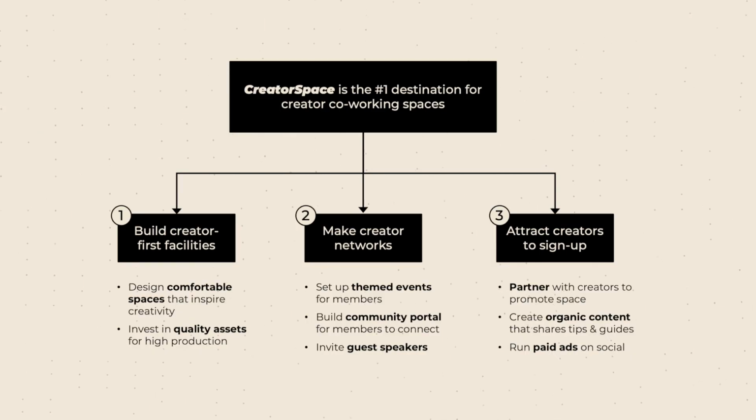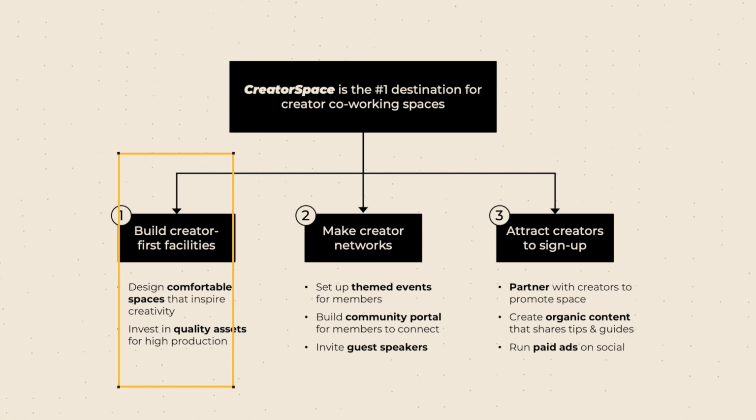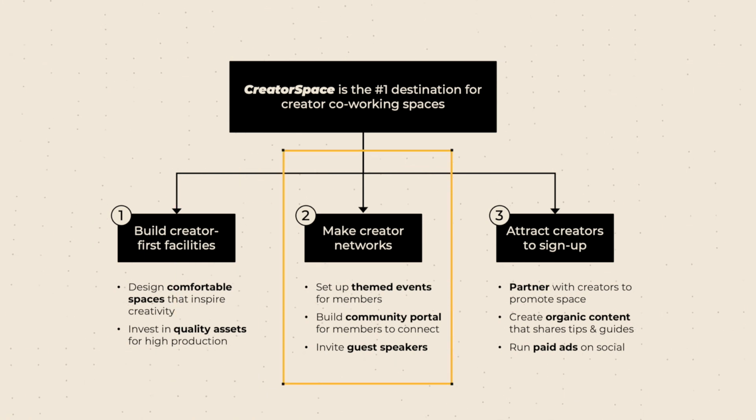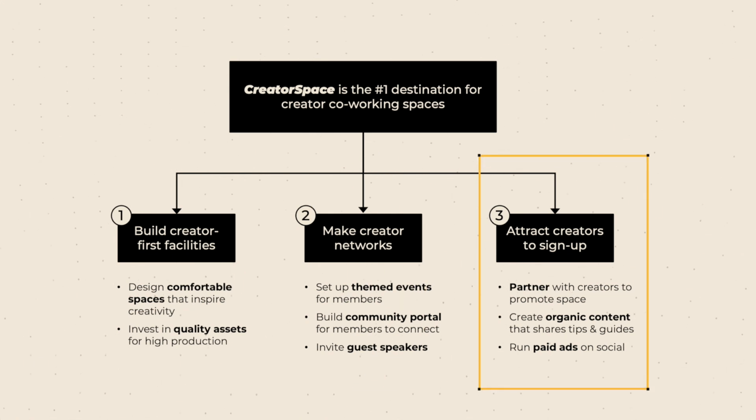We can see there are 3 big priorities we need to realize the vision of co-working for creators. The first priority is around building creator-led facilities, so we design and build inspiring, comfortable spaces for creators, which have all the necessary equipment and tools. The second priority is around building a creator community that will help creators network, and we'll do this with networking events and guest speakers. And the third priority is on acquisition. That is, how do we attract and sign up creators to our spaces? And we do this through partnerships and through paid and organic social media advertising.